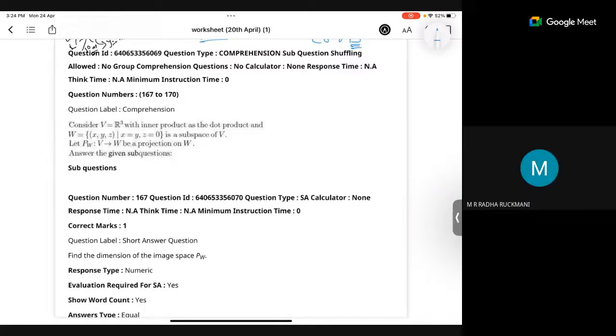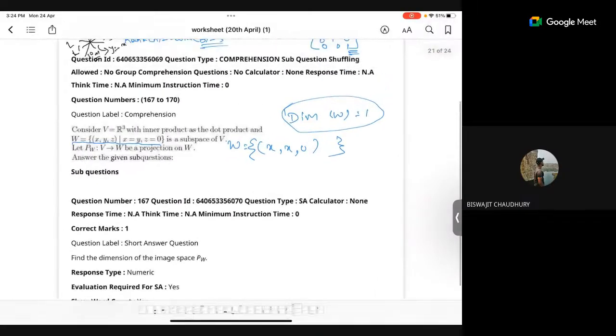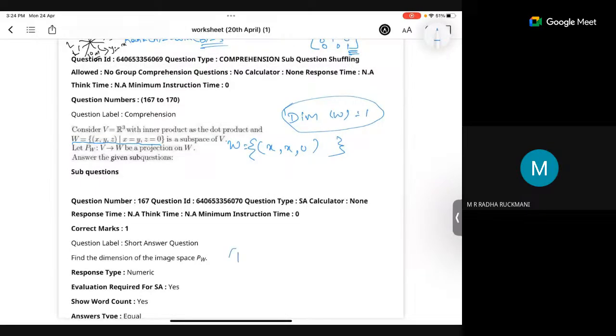So basically, the dimension of W. Yes, it is very easy. This one is W. So you can write it in terms of x, comma 0, right? Yes. So what will be the dimension? 1. We have only one unknown variable. The dimension of W will be 1. Yes, right? So the dimension is 1.